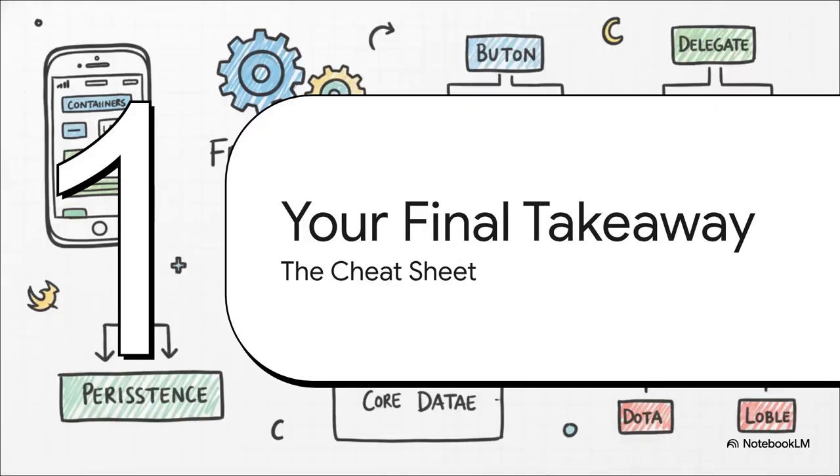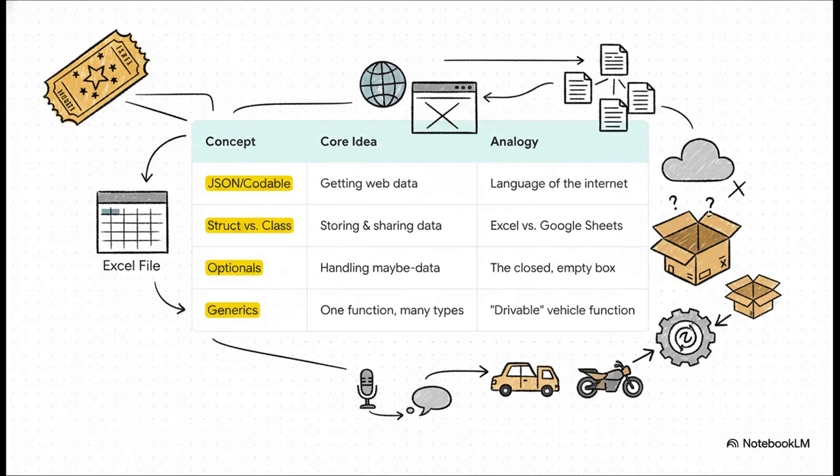Whew. Okay, we have covered a lot of ground really fast. So let's lock all this knowledge in. Let's pull up a final cheat sheet to tie everything together perfectly. This right here is your golden ticket. For networking, just remember, JSON is the language of the internet. For structs versus classes, it's that Excel versus Google Sheets analogy. For optionals, picture the closed box that might be empty. And for generics, think of that single function that works for any drivable vehicle. Trust me, these analogies are going to be your best friend in that interview.